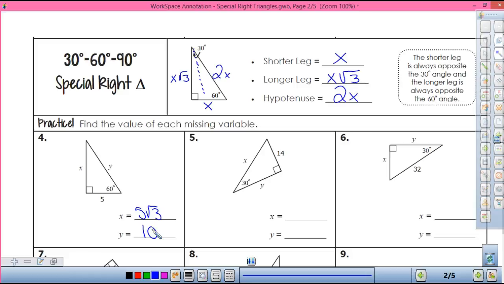So number 5, I've got short leg is 14, right? So what's the long leg? Is that x or y? Y. So 14 times the square root of 3. And what's my hypotenuse? 28. I gotta double it.